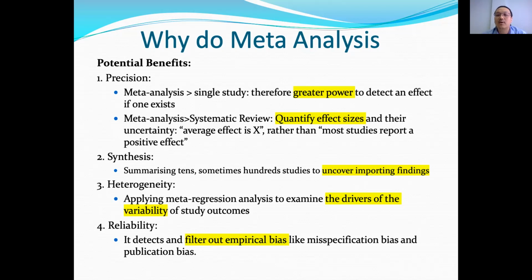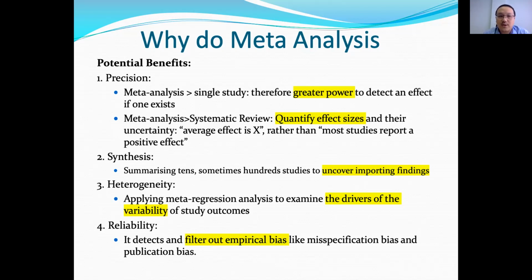Second, it is compared to the qualitative review, which is a systematic review. It tells about what study reports on what. Meta-analysis quantifies the relationship. Based on the collected articles, it tells you whether the relationship between FDI and economic growth is significantly positive or significantly negative, or so on.